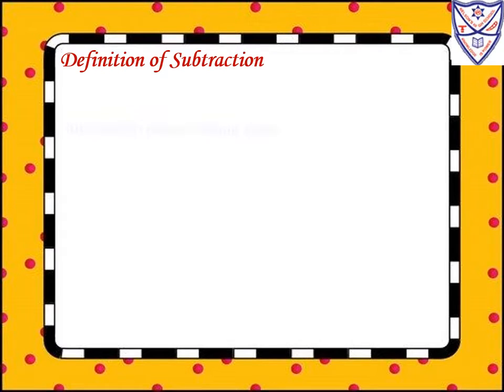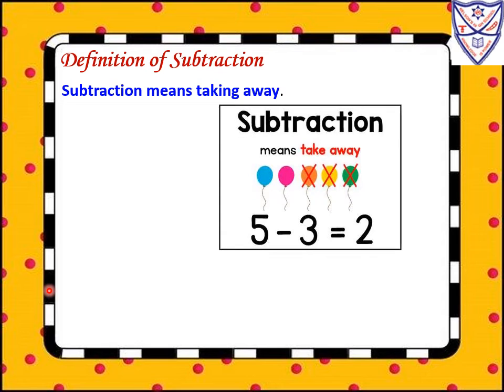So what is subtraction? Subtraction means taking away. So here, how many balloons are there? 1, 2, 3, 4, 5. Total 5 balloons. And we are taking away 3 balloons. So how many will be left? That is 2. So 5 minus 3 we will get 2.